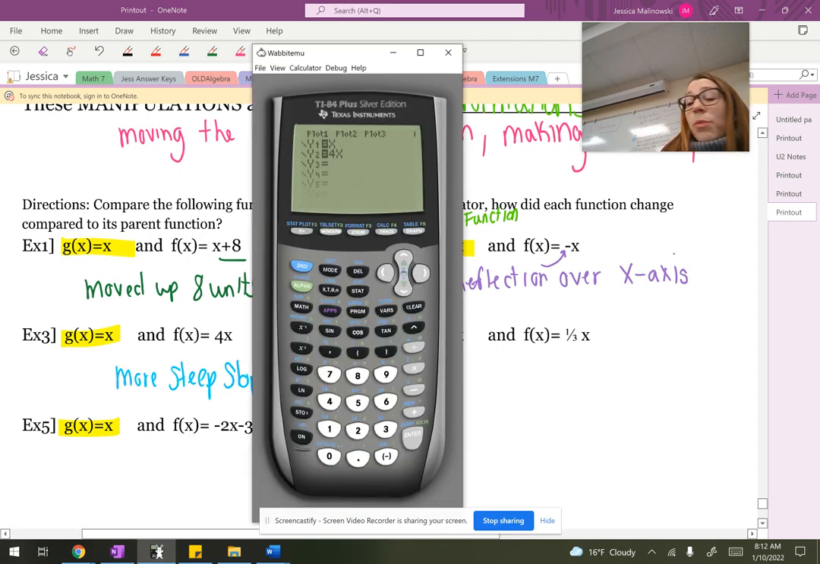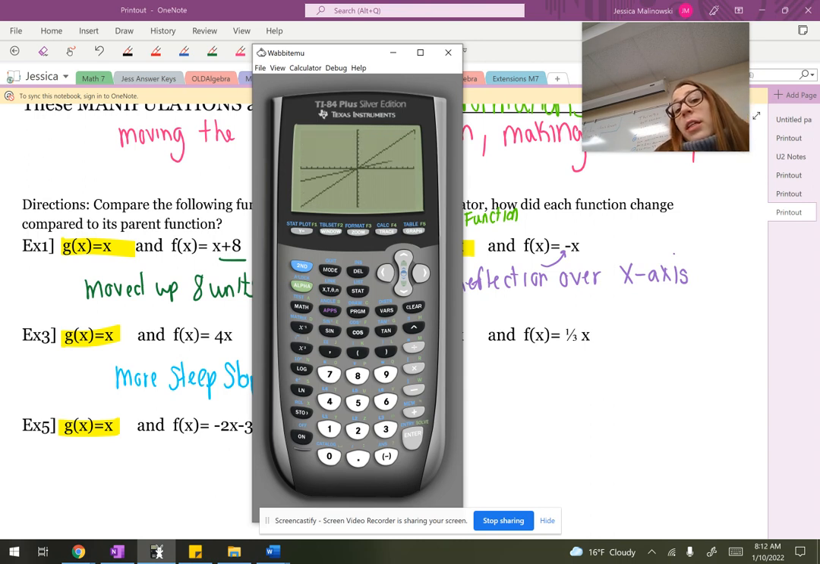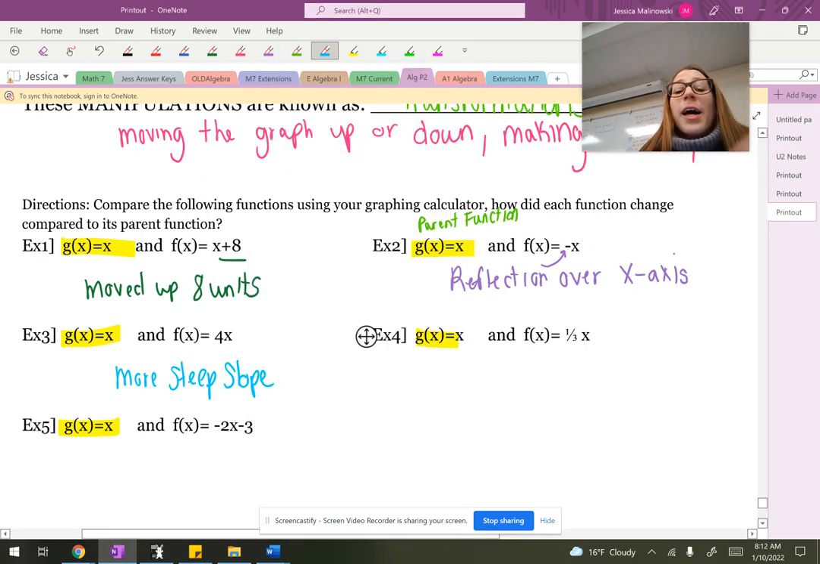Let's see what happens when we take that slope and we change it to something smaller, like a fraction. As you might have guessed correctly, that fraction in front of the x, that number being less than 1, is going to cause our line to have a less steep slope.